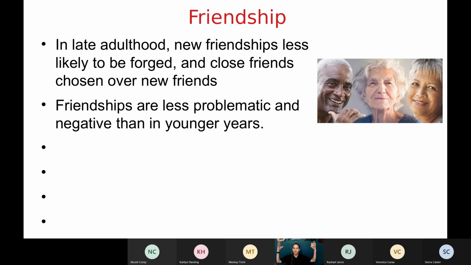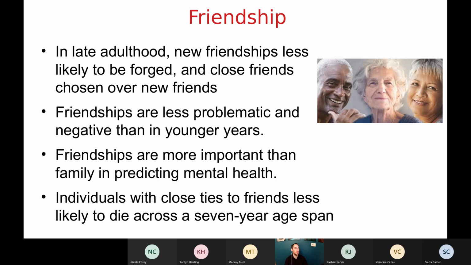As well as their network shrinking, they're already picking and choosing from their friends in many cases to select those relationships that are the most meaningful to them. So friendships do tend to be less problematic in late adulthood than in middle adulthood. You might put this a different way: late adult friendships have less drama than middle or early adult friendships. So friendships actually are more predictive.